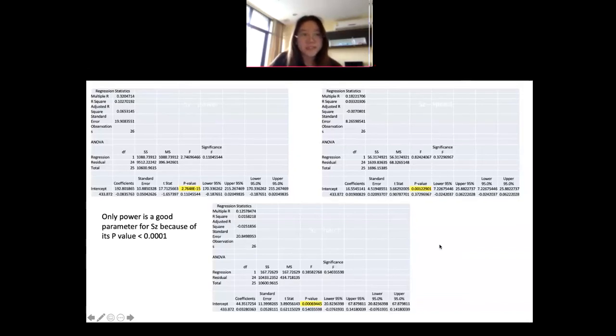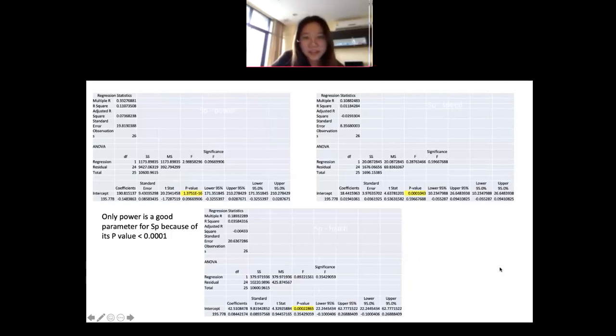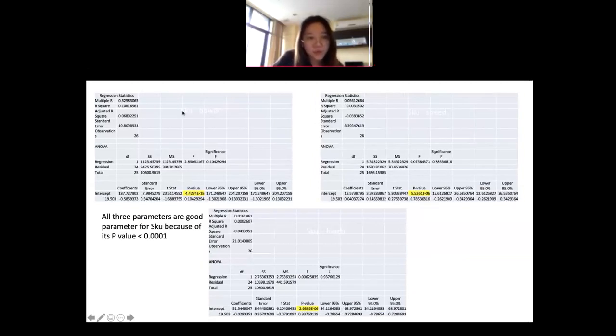And then this is the SZ. The first one is power, the second one is speed, and the third is hatch. So this one as well, only power, because for the other two the value is greater than my standard 0.0001. And this is SV. This one also only with power. And this is SKU.